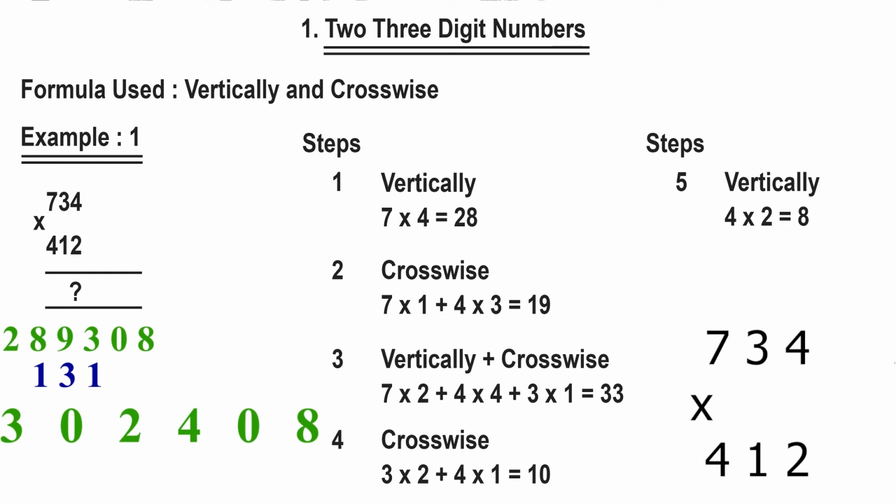Remember, total number of steps will be 1 less than the total number of digits in your question. In the given example, we have 7, 3, 4, 4, 1, 2, that is 6 digits. 1 less than 6 is 5, so we have 5 steps. Similarly, if you multiply two 4-digit numbers, you will have 1 less than 8, 7 steps. To quickly recap, we use vertically and crosswise on our problem. Write the answers we get in the steps as 2 rows, add them up together to get to our final answer.